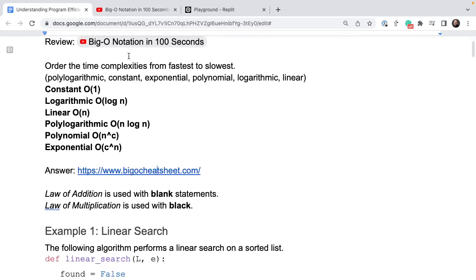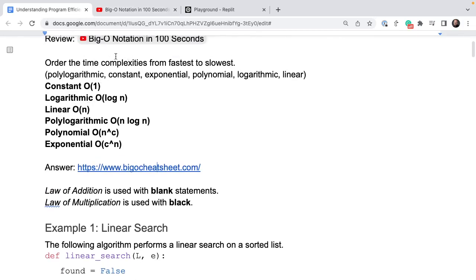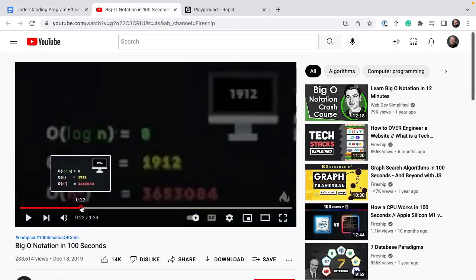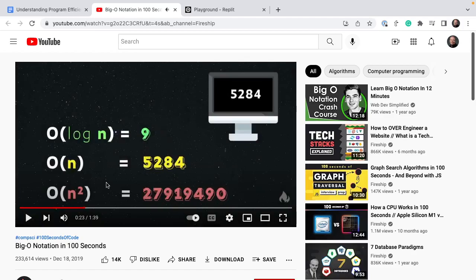Okay. Yeah, Anna. Could you explain, the video shows log n equals 9? What is it showing? Where at? So the worst algorithm, what is the answer?